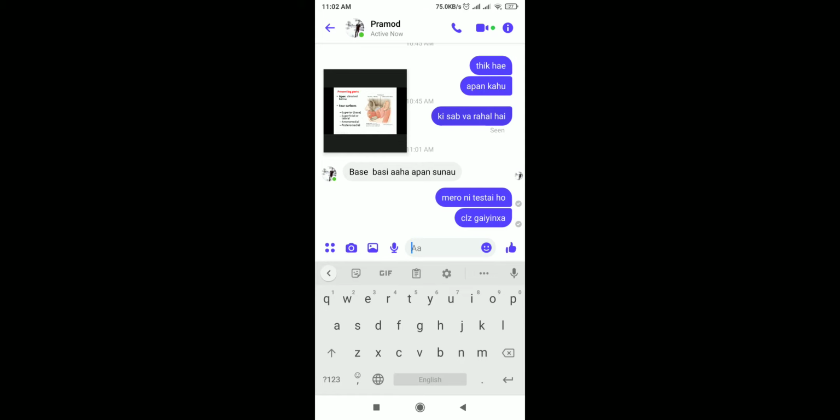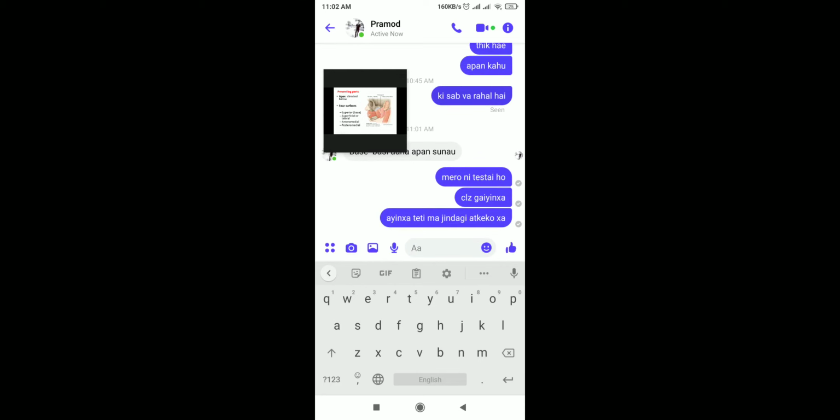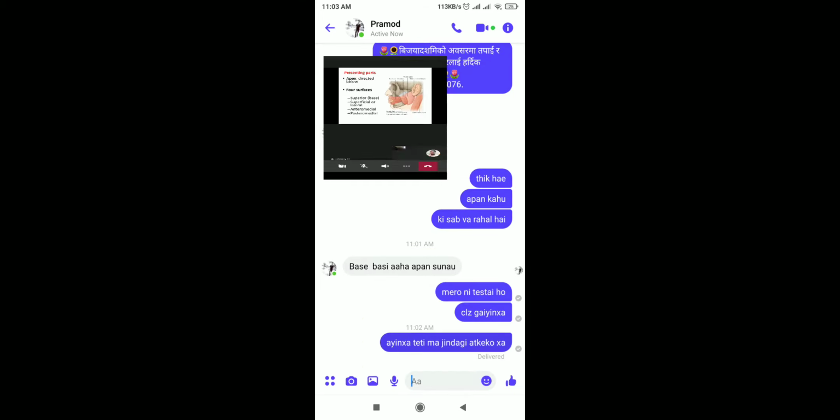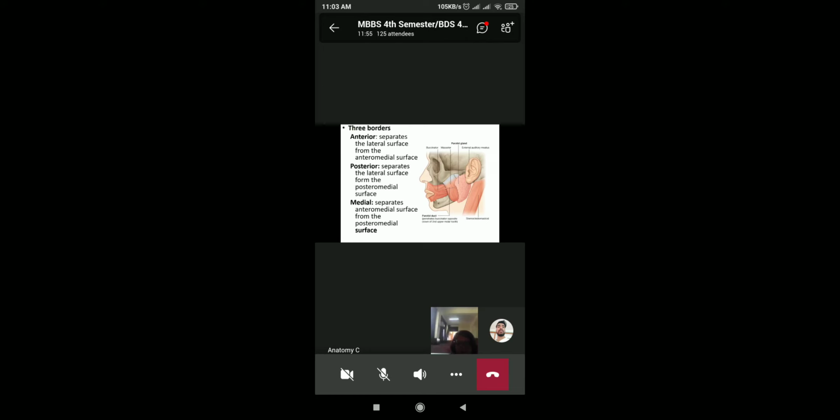So anteromedial means from the anterior border to the medial border inside this area, and the posteromedial means from the posterior border to the medial border. So it consists of four surfaces. They are the superior or the base, superficial or lateral, that's the exposed part, anteromedial from here to here in the inner aspect towards the midline, and posteromedial from here to here towards the medial aspect. So that is the four surfaces.